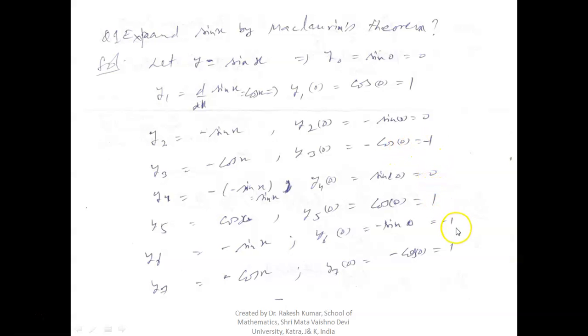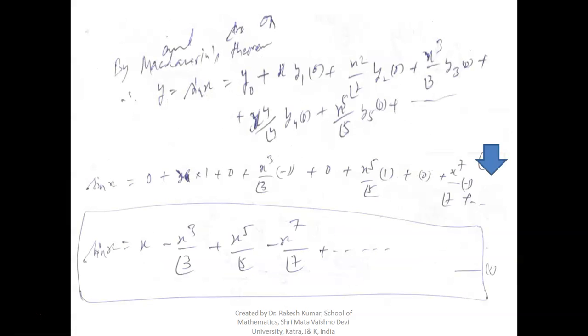So plus minus plus minus, like we are getting the values like this. If we put these values in the expansion, by Maclaurin's theorem, that is y naught plus x into y1 0 plus x square upon 2 factorial y2 0 plus so on. So if we put their values y naught, y1 0, y2 0, y3 0, and so on, what we get? This value y0 is 0, x into y1 0 is 1.